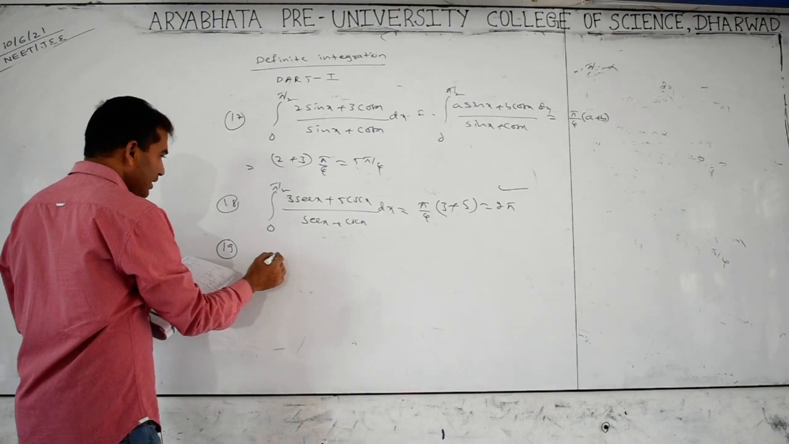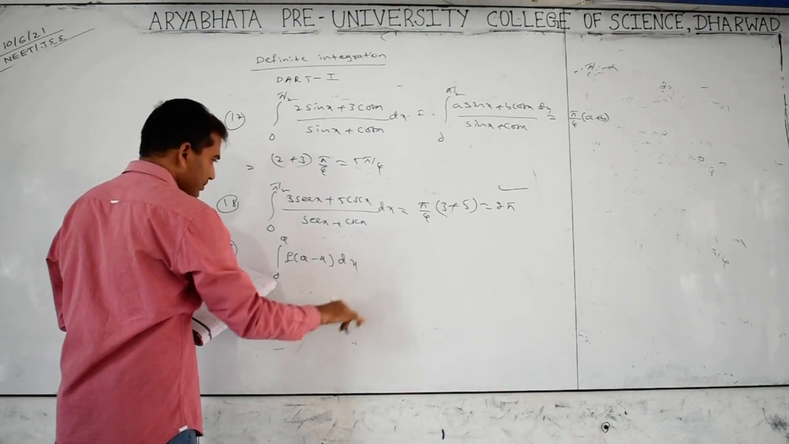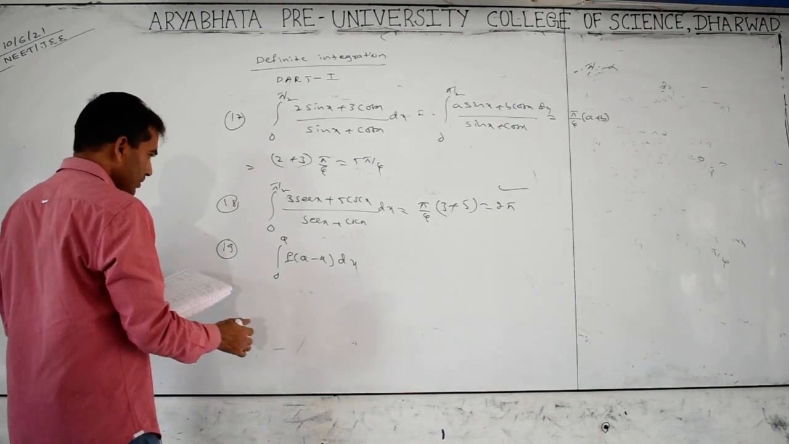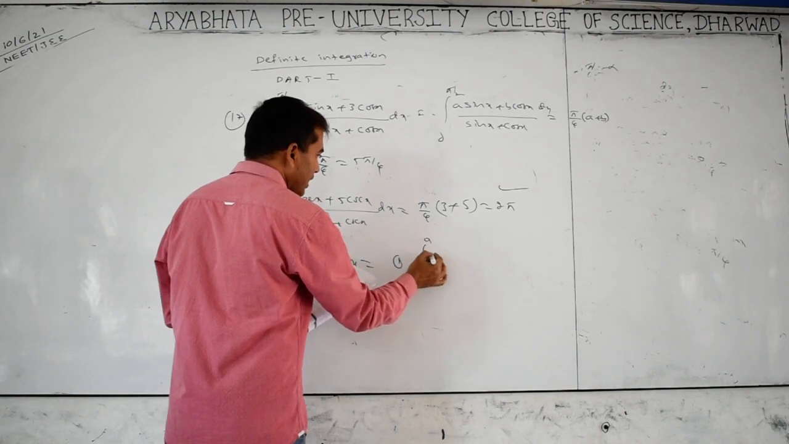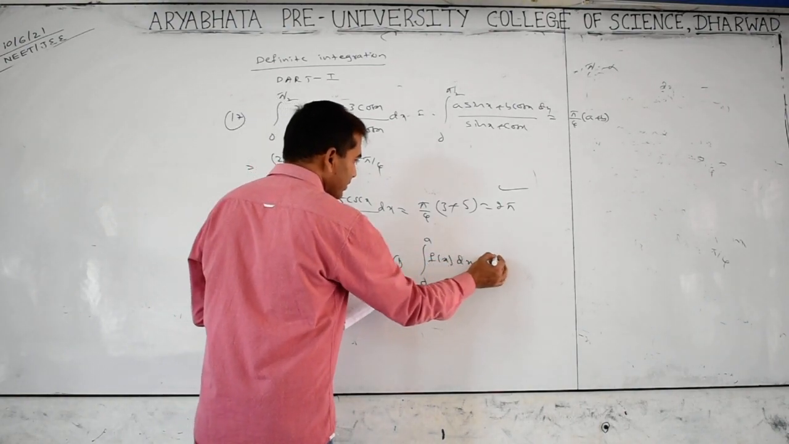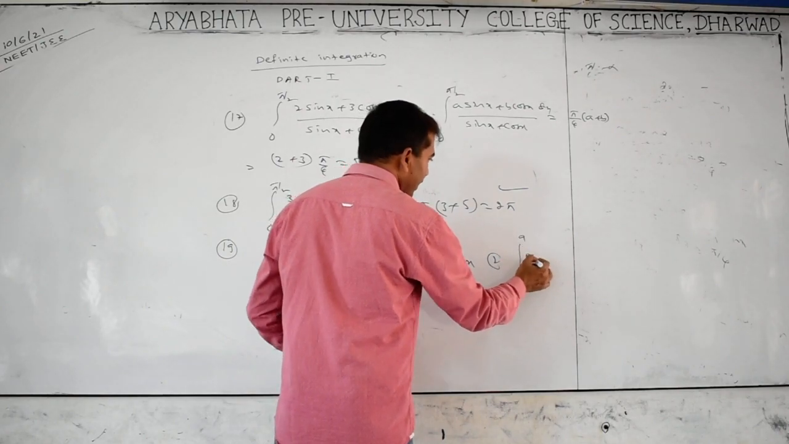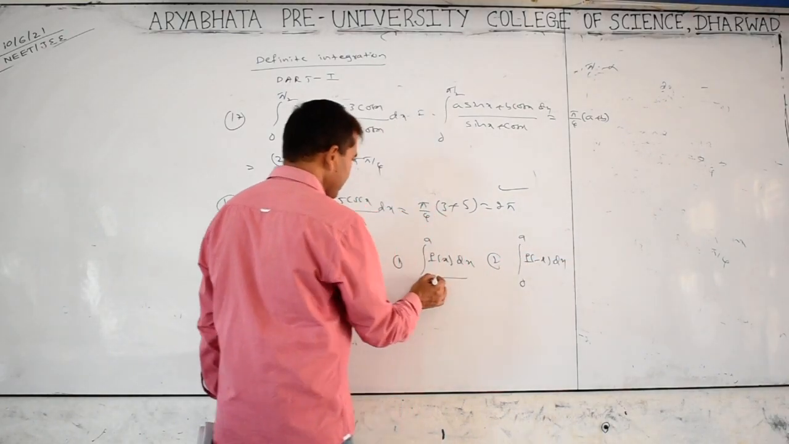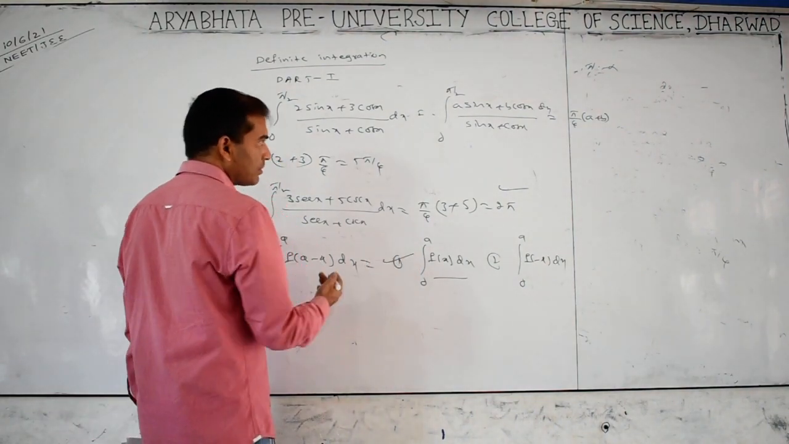Yes, question number 19. Integration of 0 to a, f of (a minus x) dx equals, option 1, integration of 0 to a, f of x dx. This is a property only, direct. Integration of 0 to a, f of minus x dx. This is the answer. 0 to a f of x dx is equal to 0 to a f of (a minus x) dx by using the property.